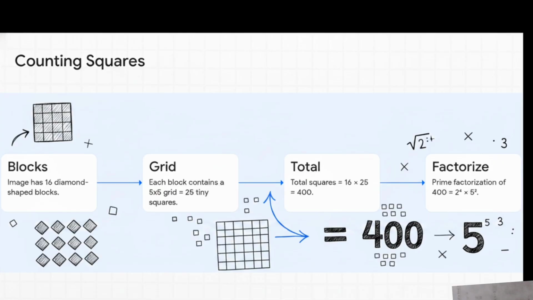Fantastic work today. Every step was perfect. So here's a thought to leave you with. Next time, if the grid has 20 blocks, can you try and figure out how many squares there would be? Keep practicing those step-by-step calculations, and I'll see you in the next explainer.